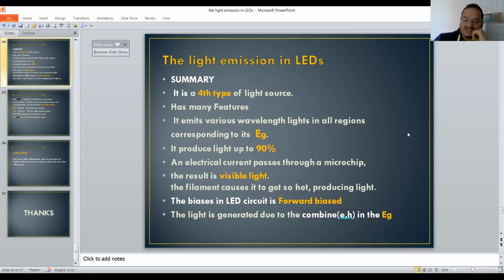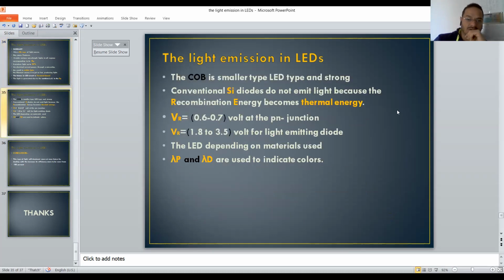Here, with the filament, the current causes it to get so hot that it produces light. The current passes in the LED circuit in forward bias; there is no way to deal with reverse bias because we don't have a chance to generate any light. The light is generated due to the combination of electrons and holes at the active region. We can delete this here and write the active region.